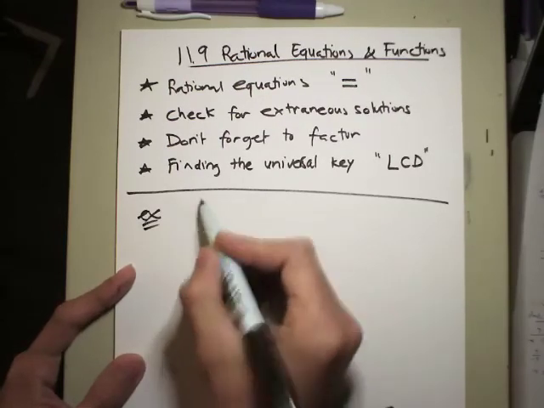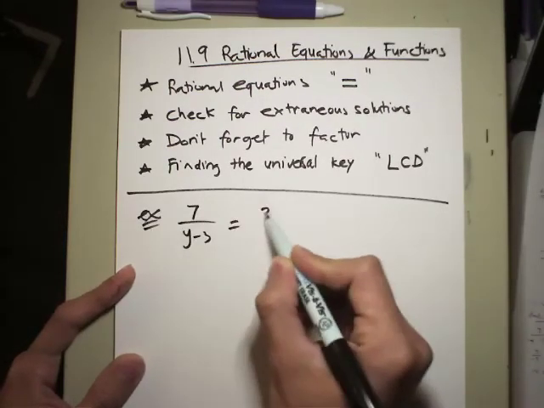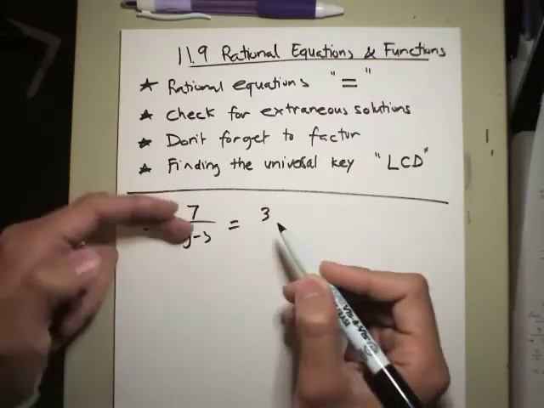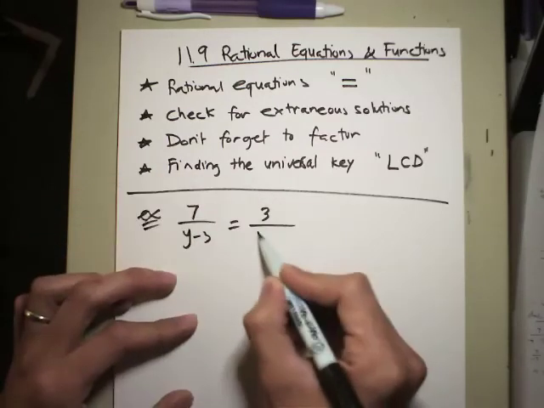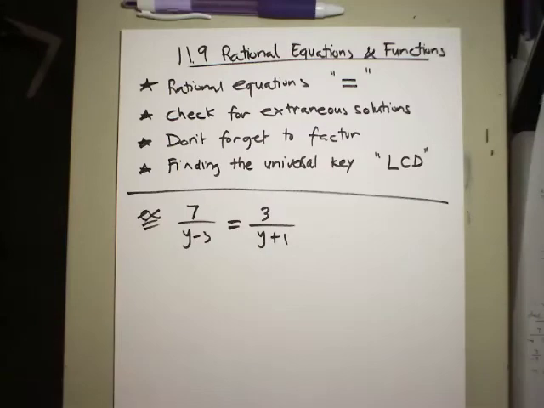Pretend I have something like this: 7 over y minus 3 equals, there's what the equal sign is all about. This is a rational expression. On the other side, we also have a rational expression, and because of the equal sign, we now have a rational equation.